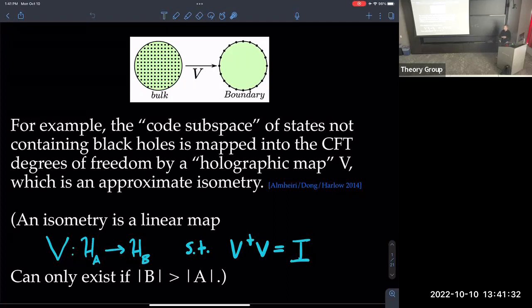Don't most states contain black holes? Most states contain black holes. So this is some very tiny subspace. This is some very tiny subspace, exactly. This is some very tiny subspace.